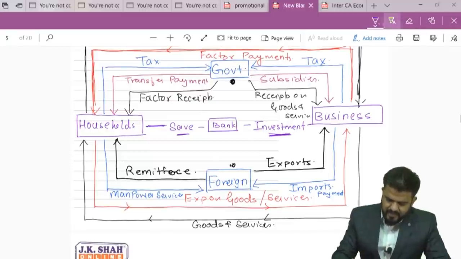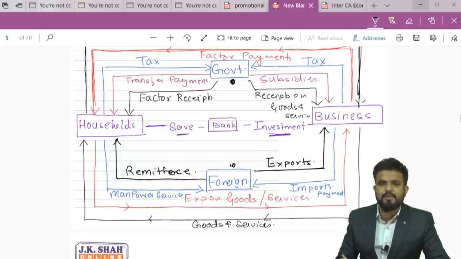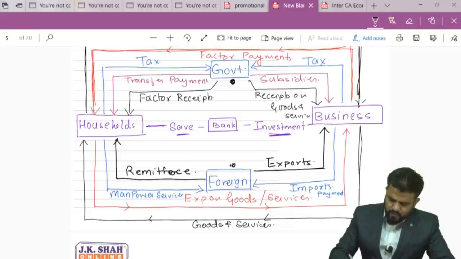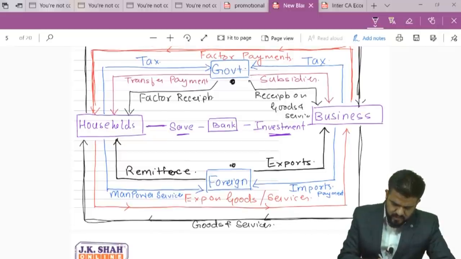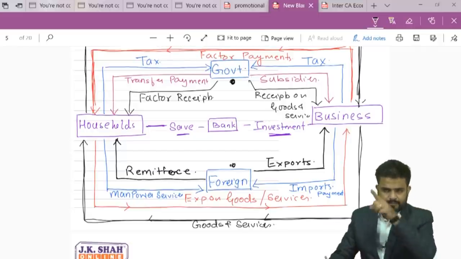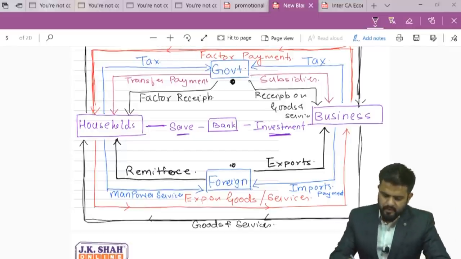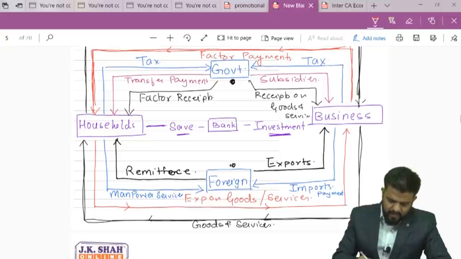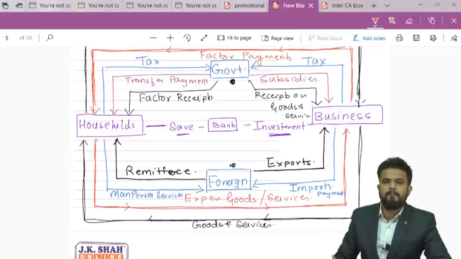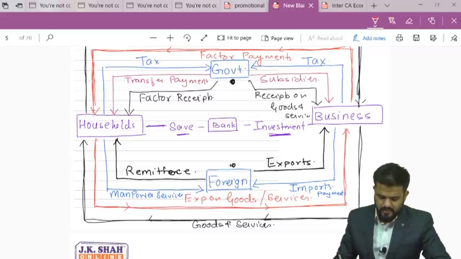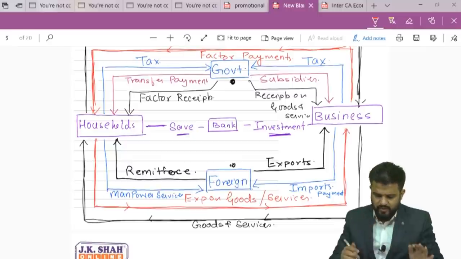The remaining money, can I say, will be spent on buying goods and services. So who produces goods and services? Business. From business, goods and services will enter our house. Lower part of the diagram. But is it going to come for free? No, we are supposed to make payment. So this is expenditure on goods and services. Payment for goods and services. So this was your plain two sector.